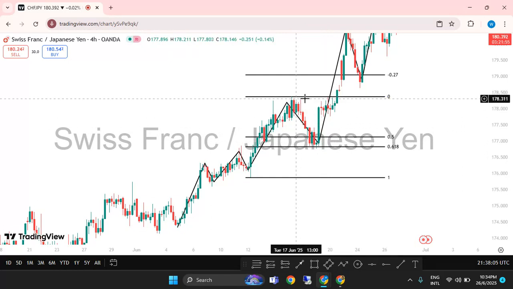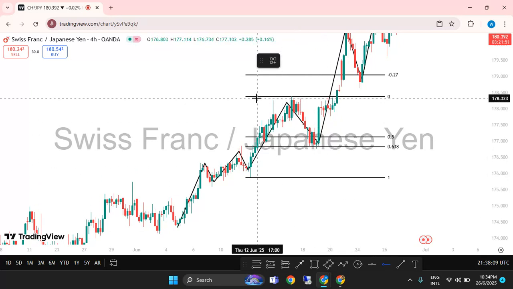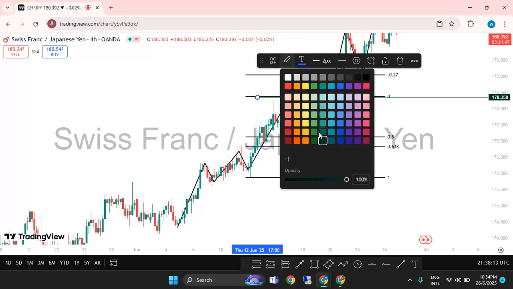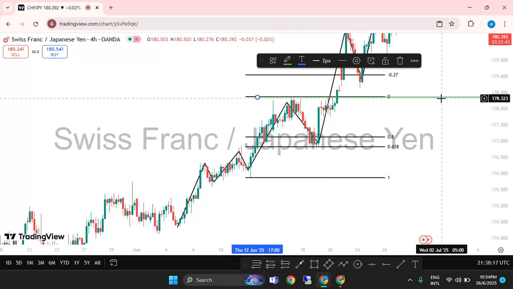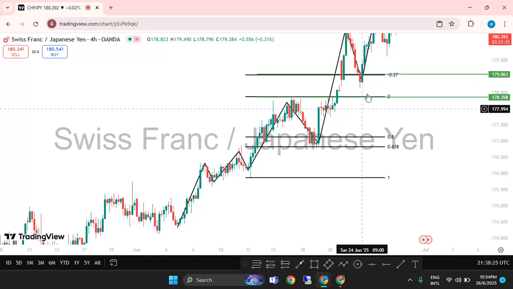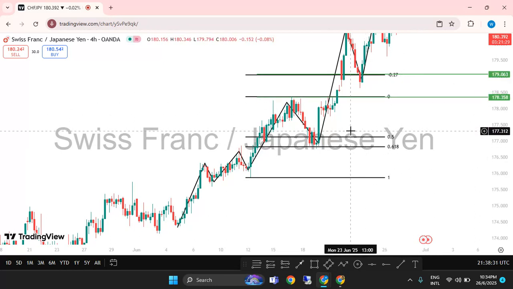TP1 was smashed, which is this level. This level will eventually be my TP1, and the other level will be my TP2, as you can see. So this is what I use this 0.274 to forecast where the market is going to go.